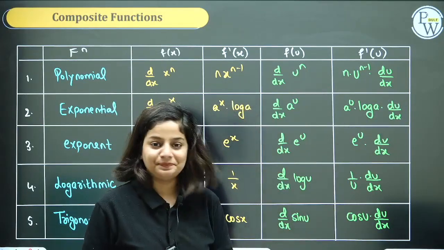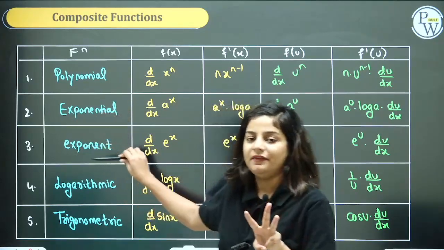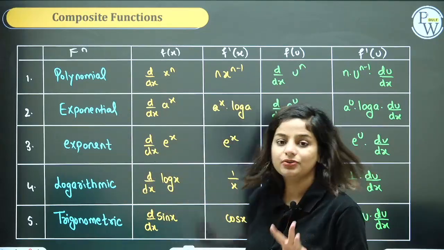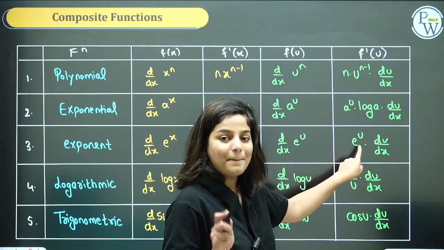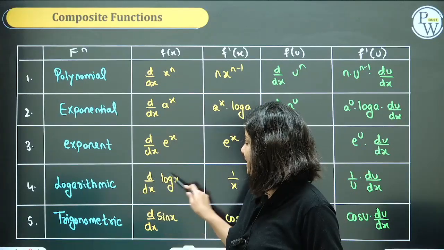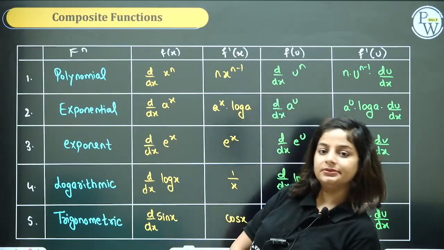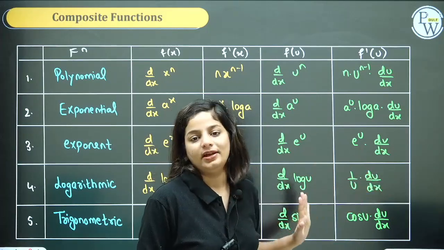Alrighties. That's the second type of function: polynomial, exponential. Exponent function, the derivative of e raised to x is e raised to x. So the derivative of e raised to u will be e raised to u, and by chain rule, du by dx will be multiplied. Logarithmic: the derivative of log x is 1 by x. The derivative of log u is 1 by u into du by dx.